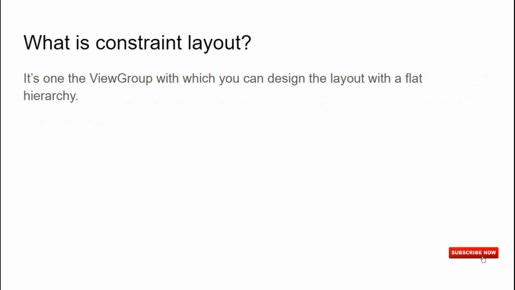What is constraint layout? Constraint layout is one of the view groups, and the major characteristic it offers is that you can align the views based on certain constraints. Because of the set of features it offers, you can have a literally flat hierarchy even with a very complex UI. To know more about that, I'll give a link in the description where I've talked more about constraint layout and its features. You can go through those videos.